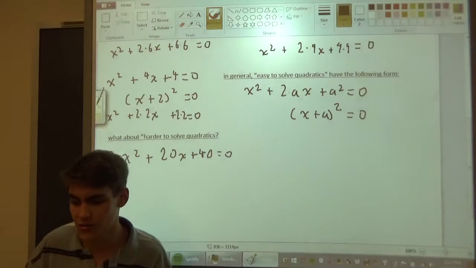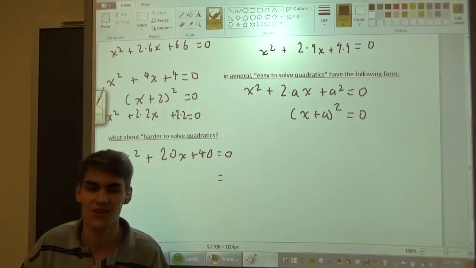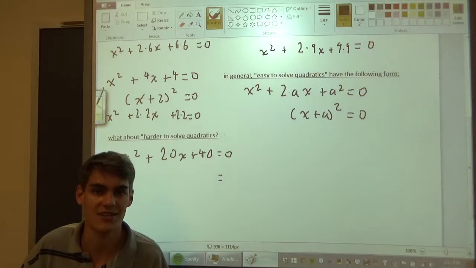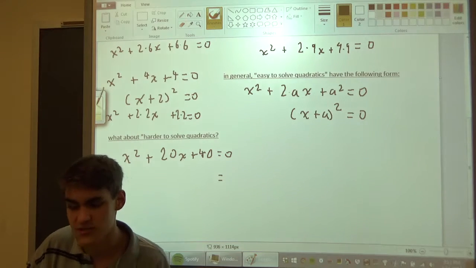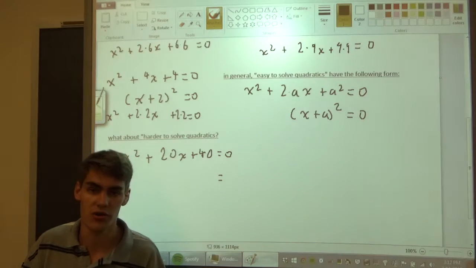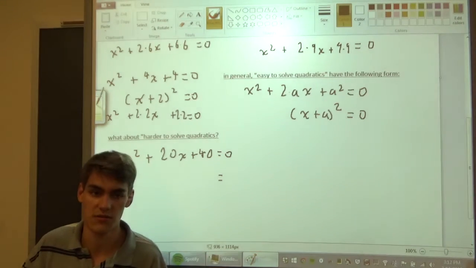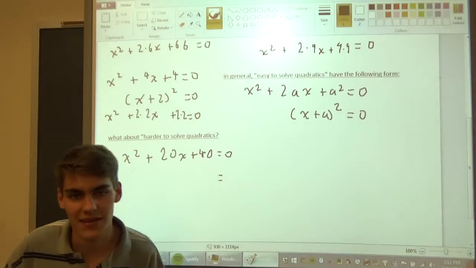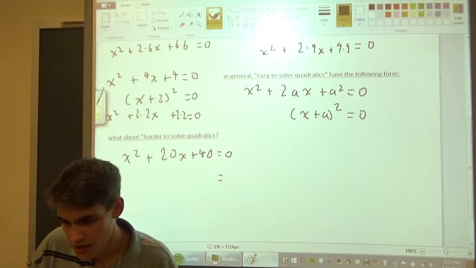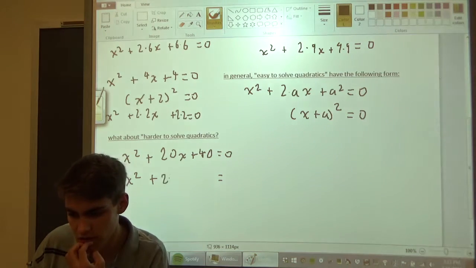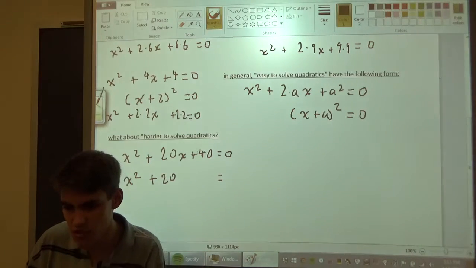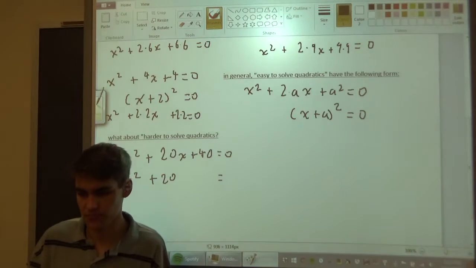Luckily, what we're going to do is force this into an easy to solve quadratic, essentially, using some neat little tricks. And that's what completing the square is. It's forcing harder to solve quadratics to be easier to solve quadratics. What that means is we want this to look like an easy to solve quadratic.